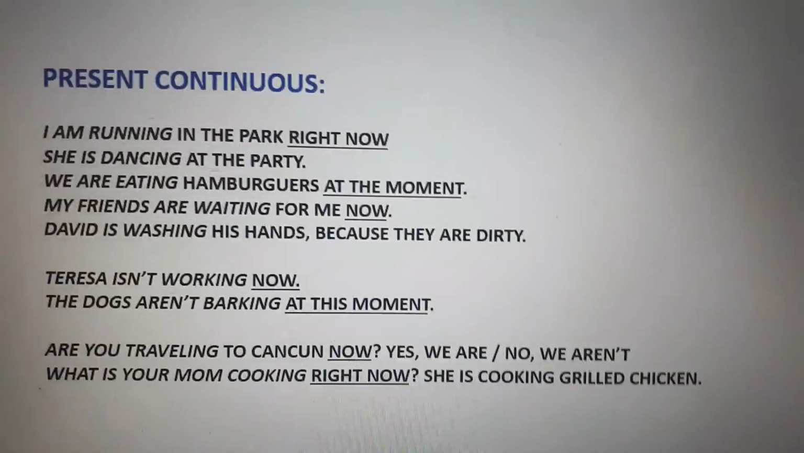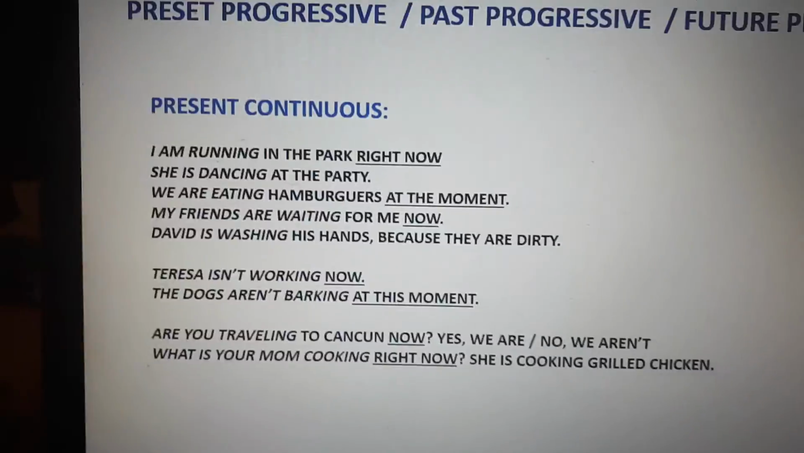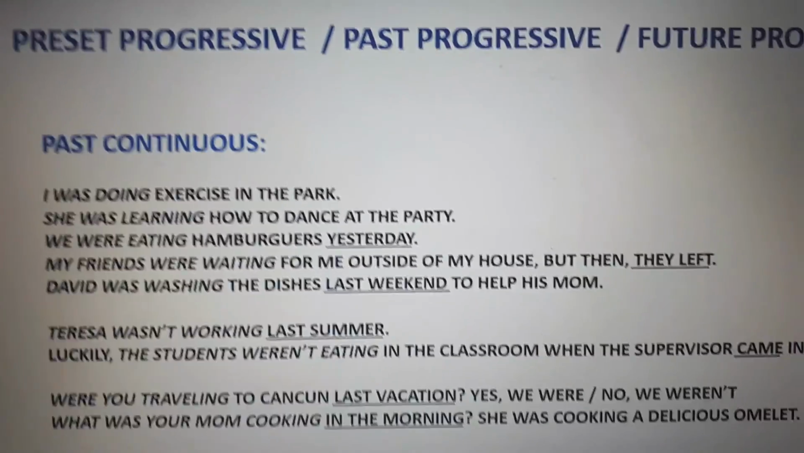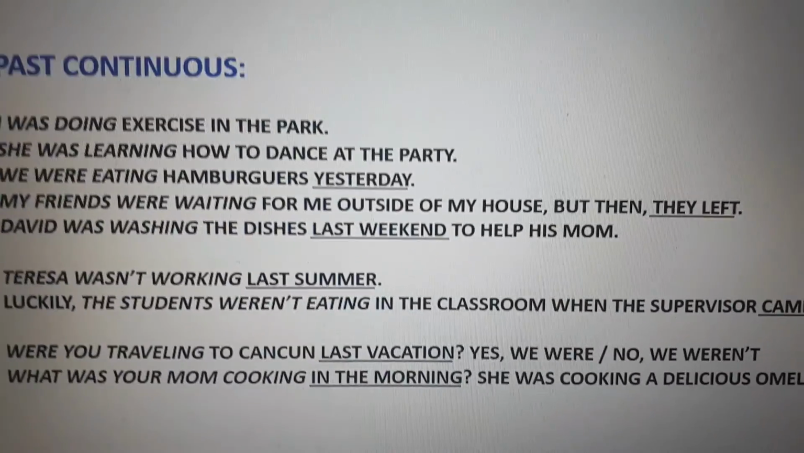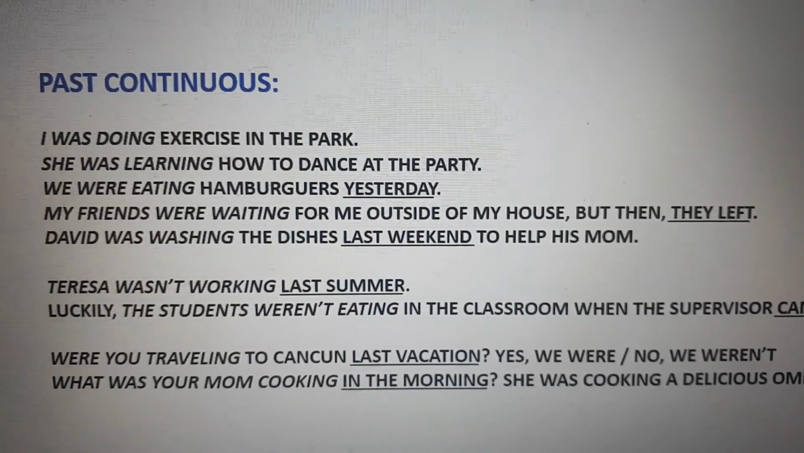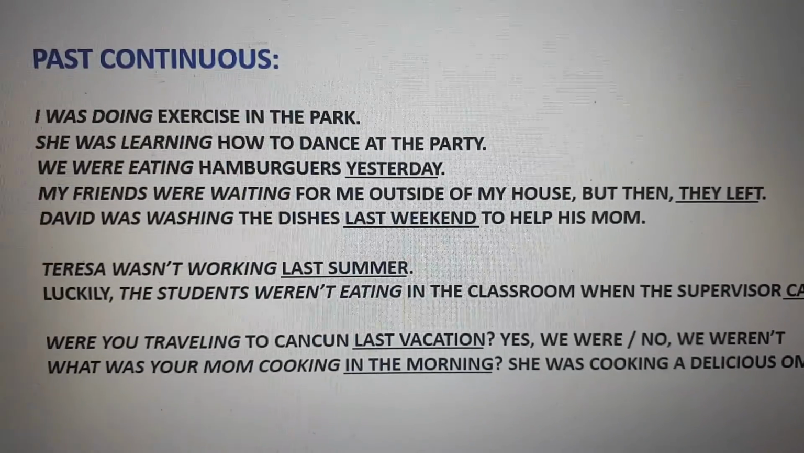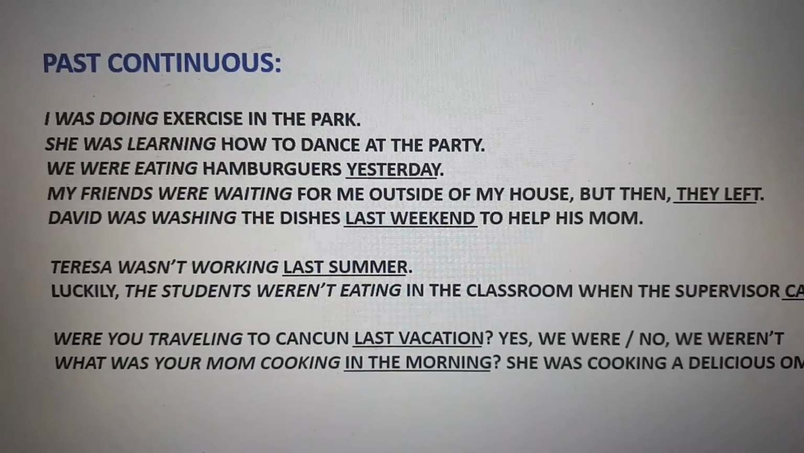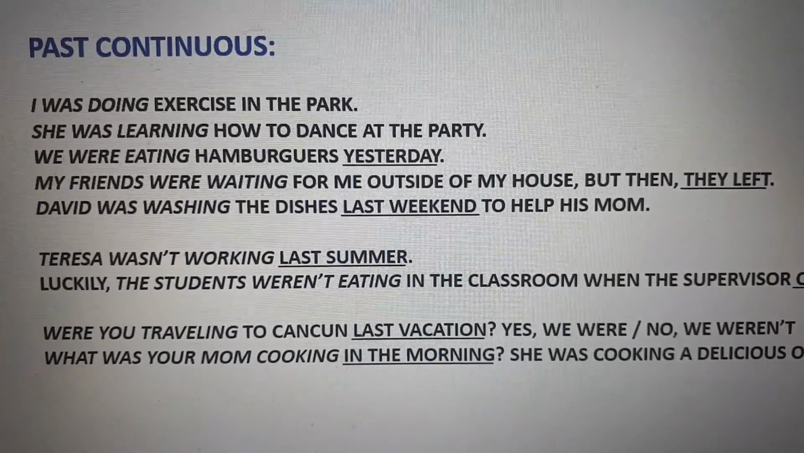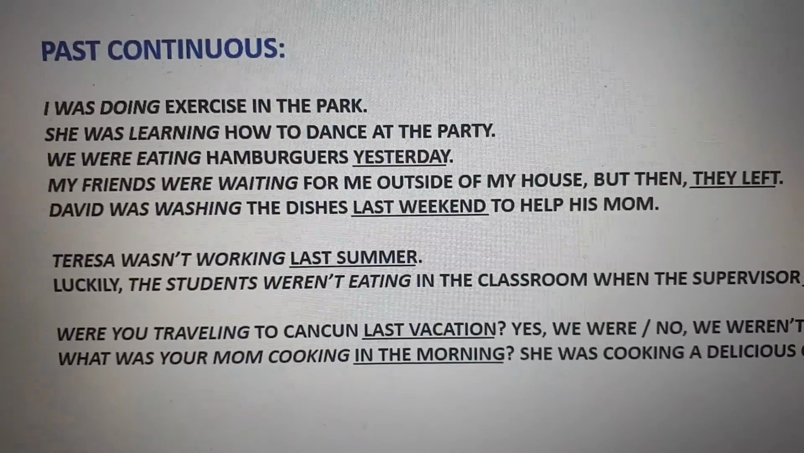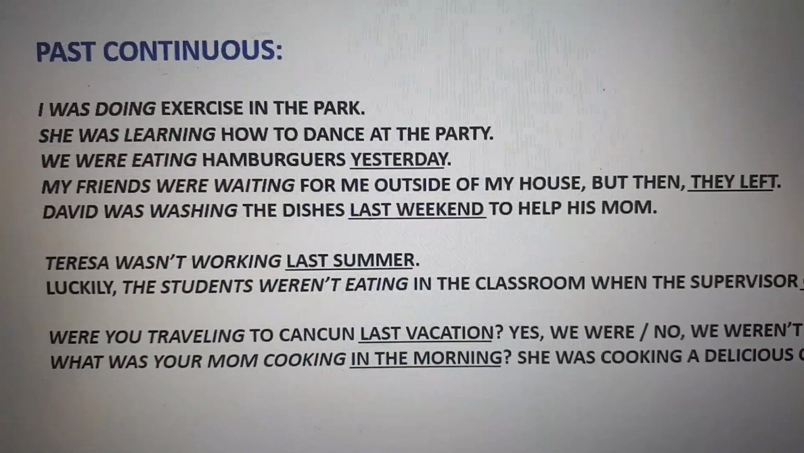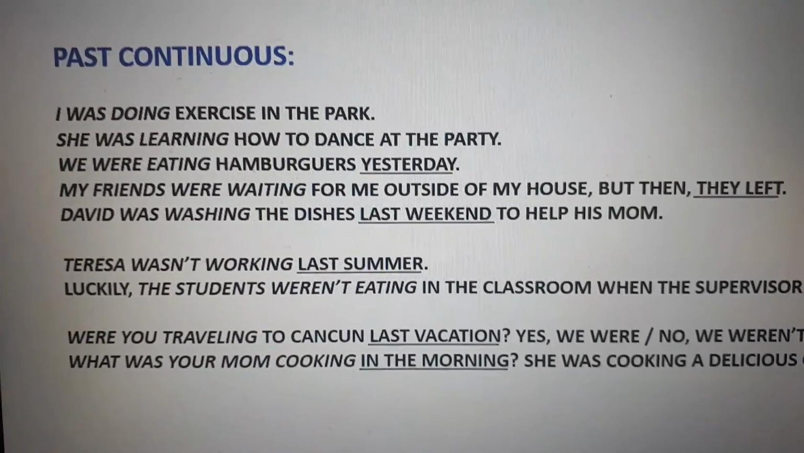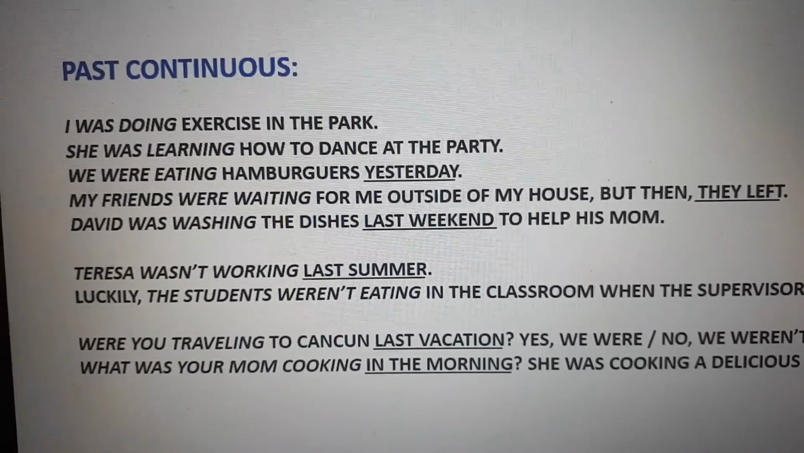Okay. Now for past continuous, we need the auxiliary was and were. Okay, was is for singular, were is for plural. And we have questions. We have specific words like yesterday, last weekend, last summer, before yesterday, last vacation. Okay, if we are at night, well, we can talk about an action in the morning.